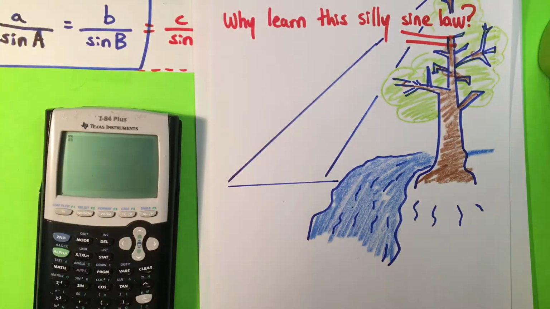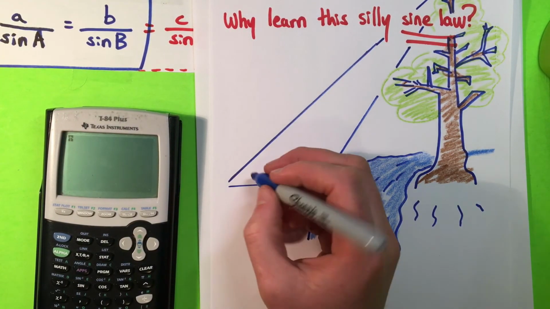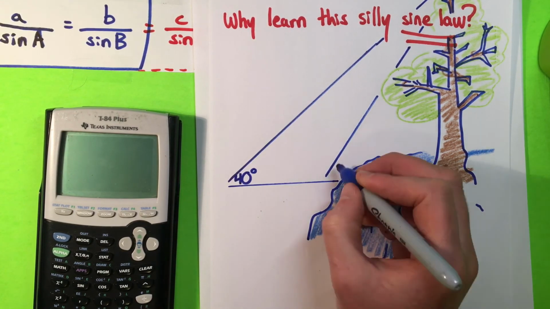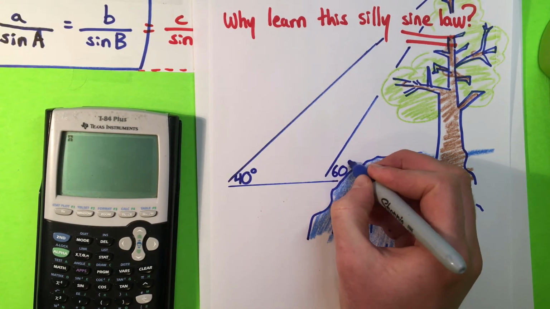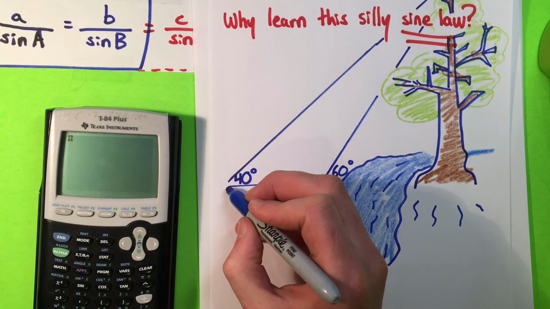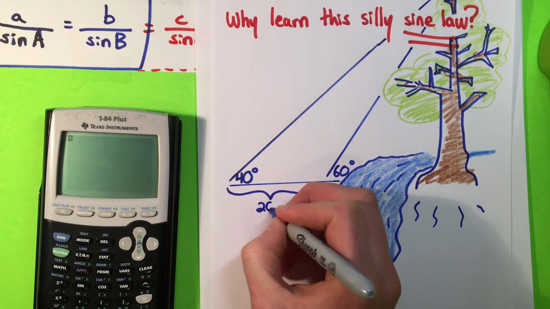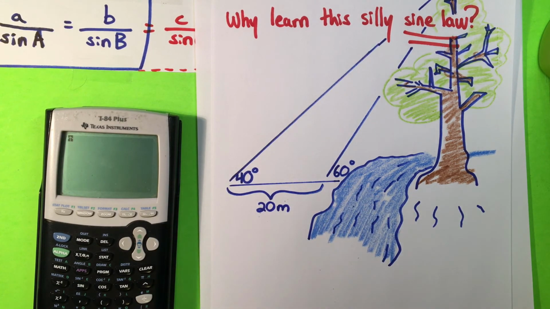Okay, so now you're standing on one side of the river, and you find out that it's 40 degrees up to the top of the tree. And then you walk 20 meters closer to the tree, and then you find out that it's 60 degrees from there to the top of the tree. With those three pieces of information, you can find out how tall this tree is.